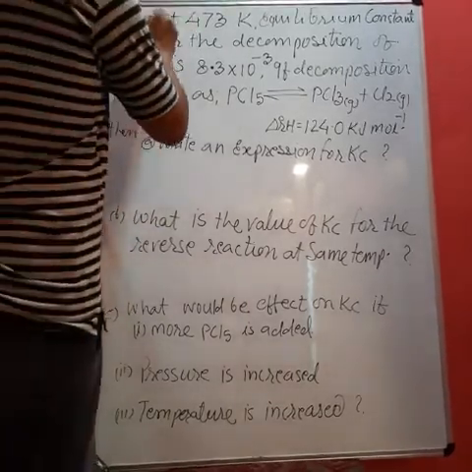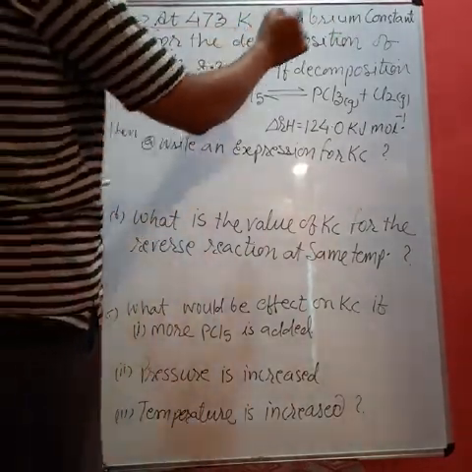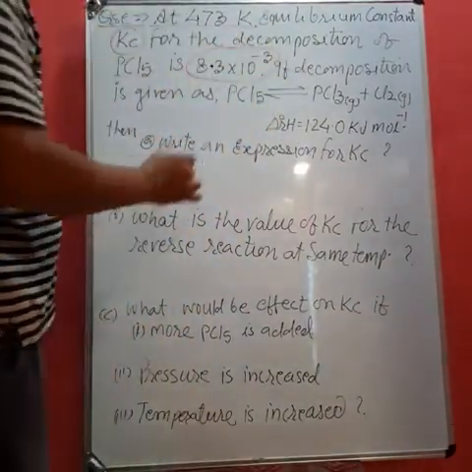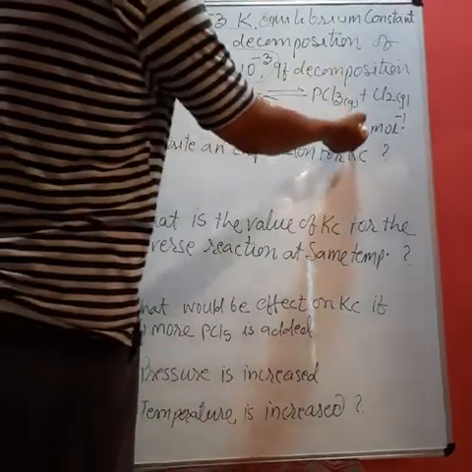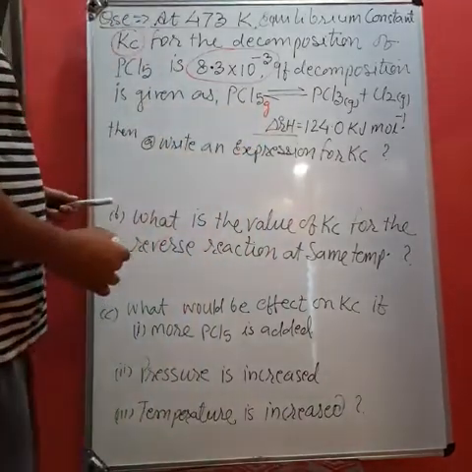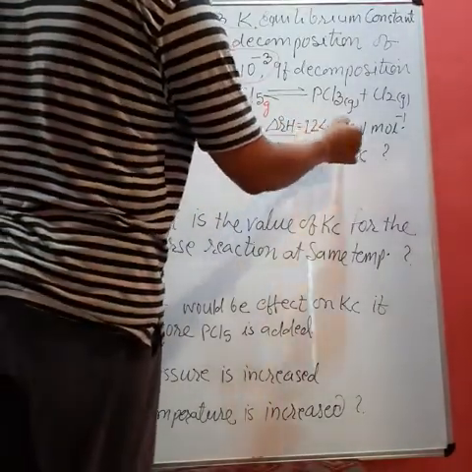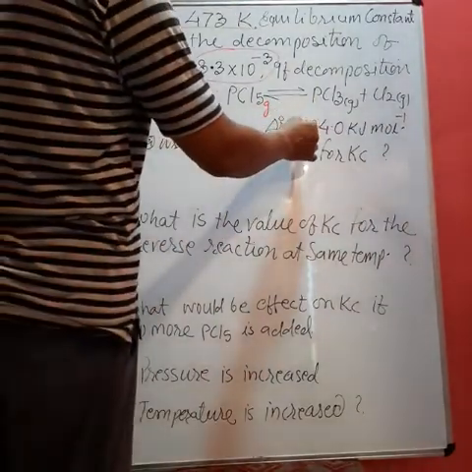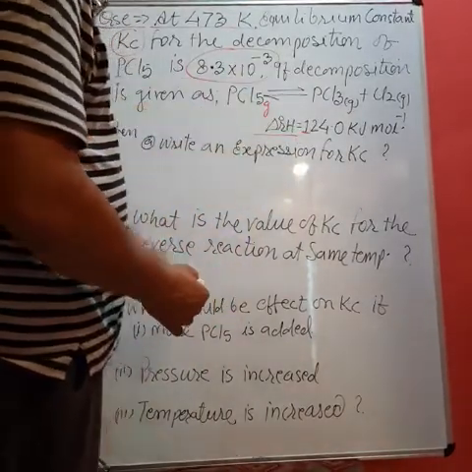The question is at 473 Kelvin. The equilibrium constant, that is Kc, for the decomposition of PCl5 is this one. So this is the value of Kc. The reaction is given as PCl5 gas gives PCl3 gas and Cl2 gas, and the standard ΔrH of the reaction, this is called enthalpy change of the reaction, is 124.0 kilojoule per mole. Student, here the sign plays a very important role. Here the plus sign is there, that means the reaction type is endothermic.